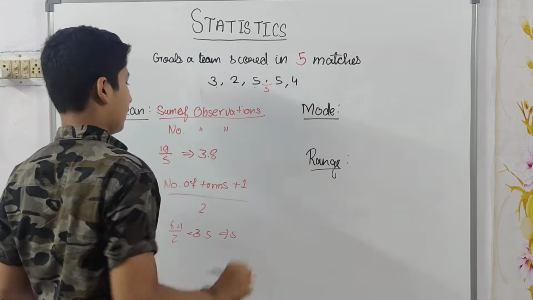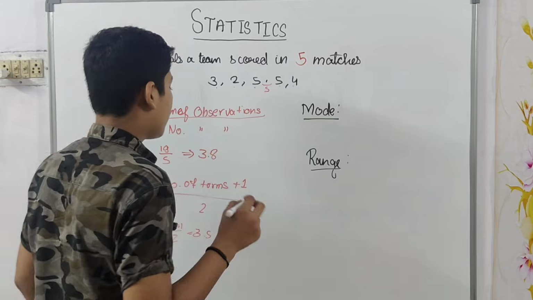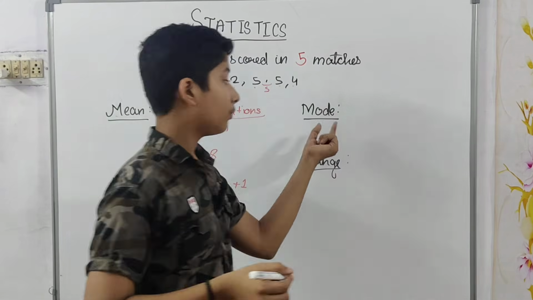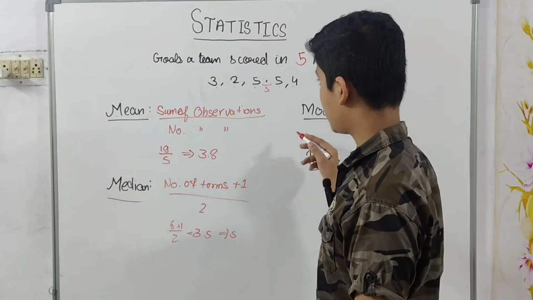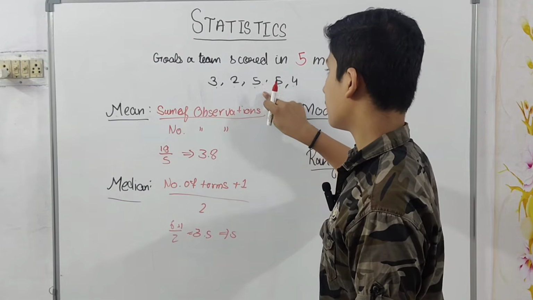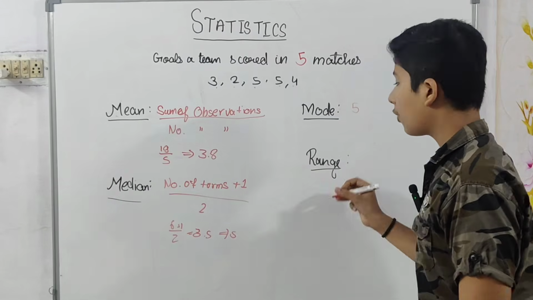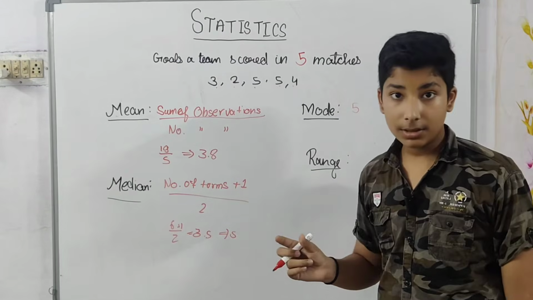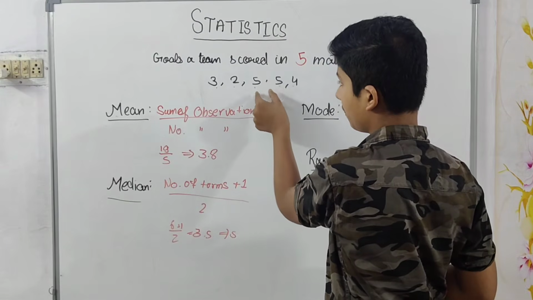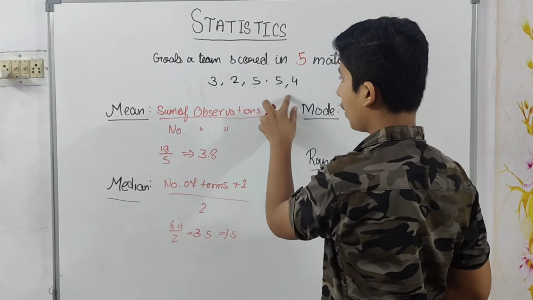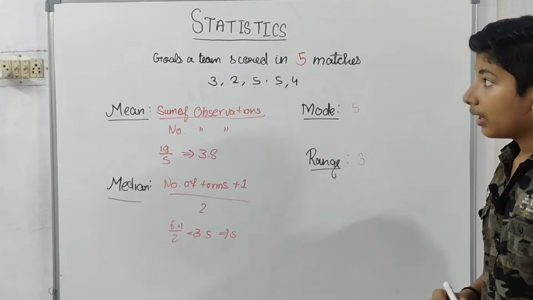Let's erase this. If the same thing had been here, you would just get your answer. Now mode. Mode, what do we have to do? Find the number which is occurring the maximum times. It would be 5. Now range. Range will be the largest number minus the smallest number. Largest from the following is 5 and smallest is 2. So 5 minus 2, the answer is 3.